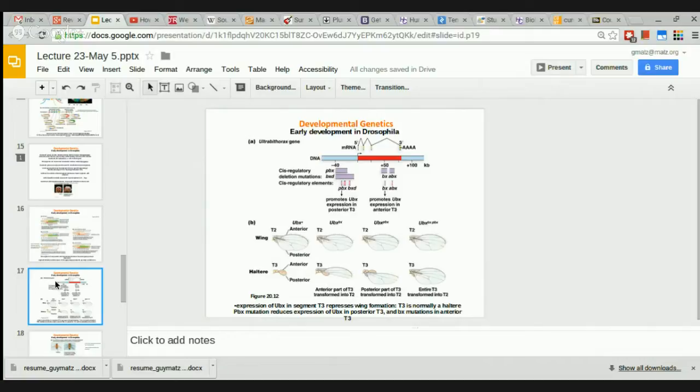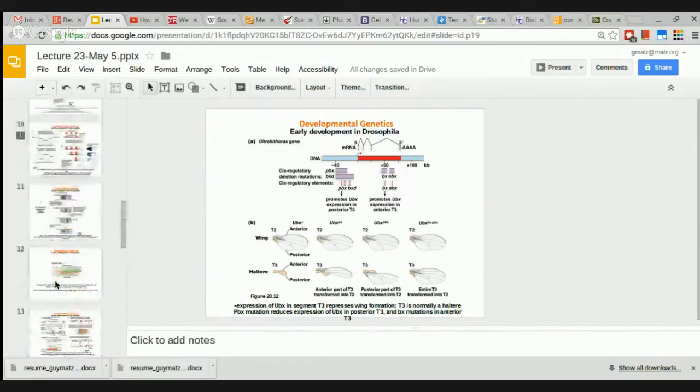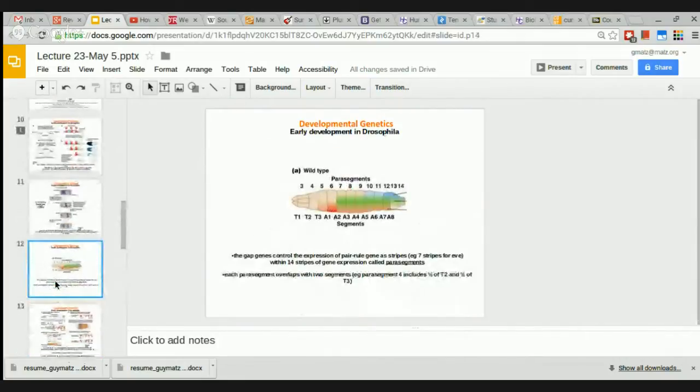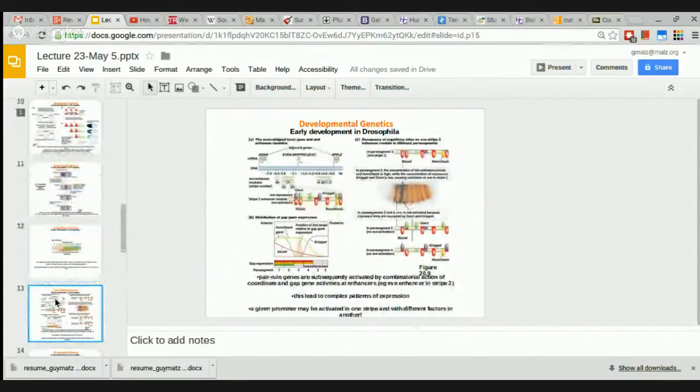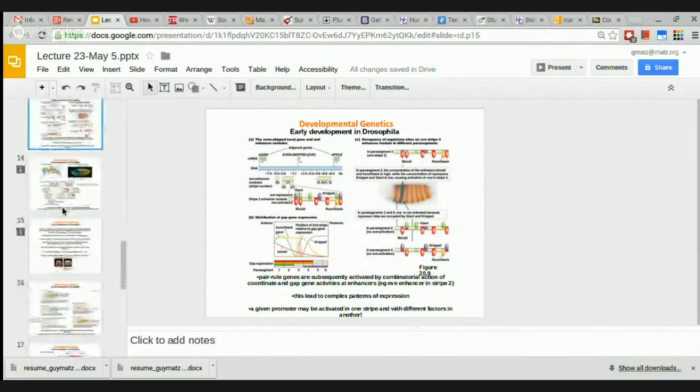This is kind of like the converse experiment of the stripe 2. Right? Because I just thought of that. Essentially we pick just one element and we fuse it to a reporter gene. What you can do is mutate that element, and it won't be expressed in a specific part of the embryo.